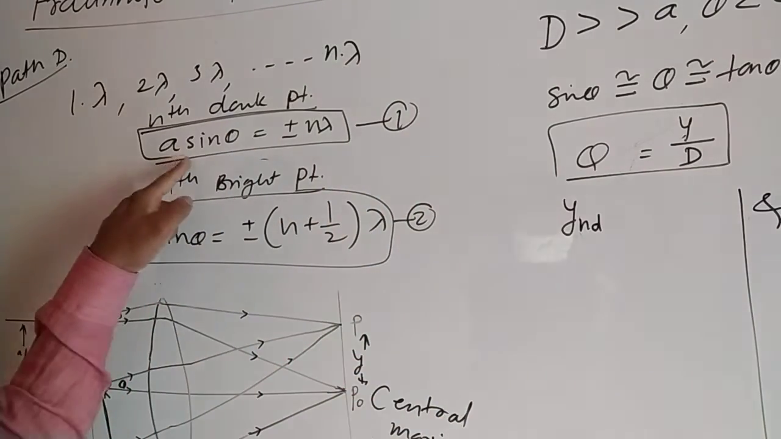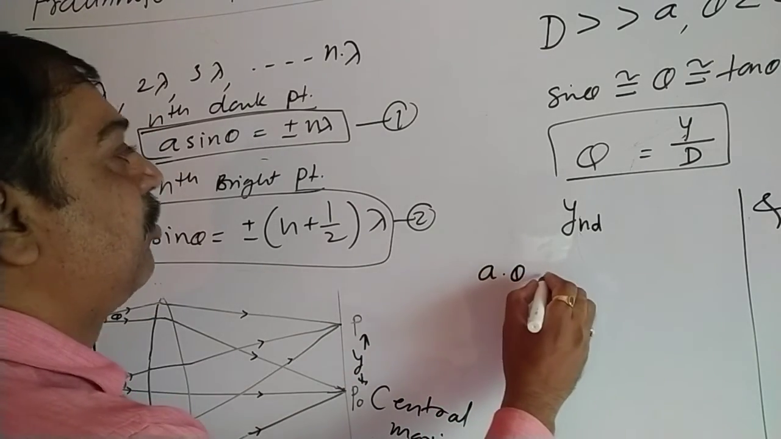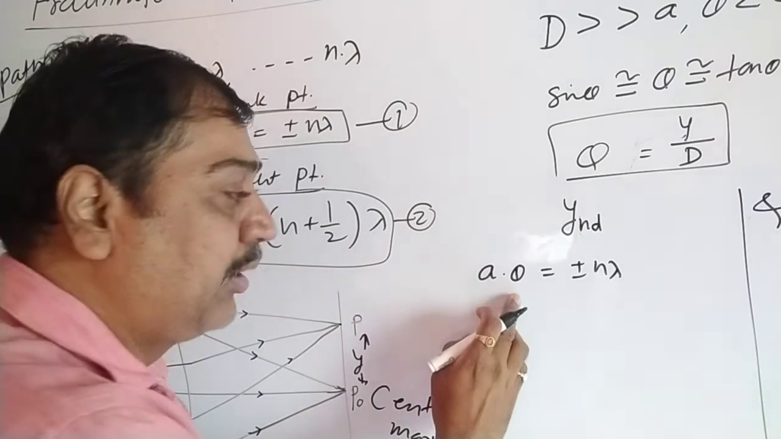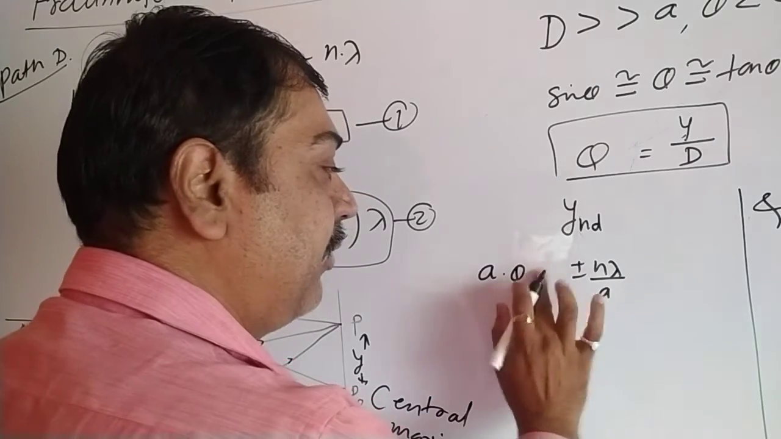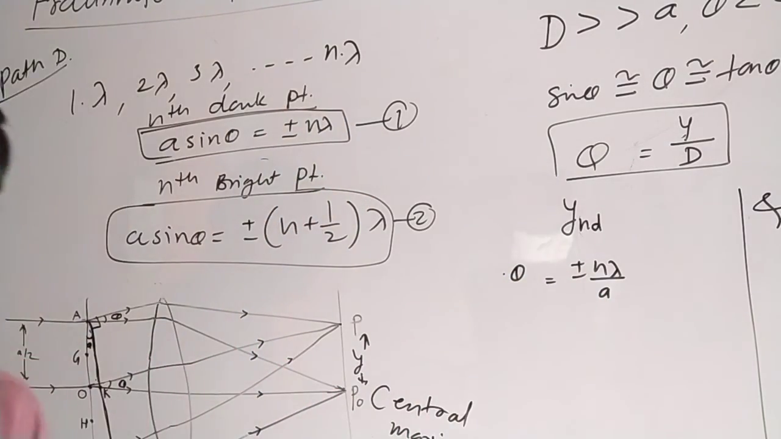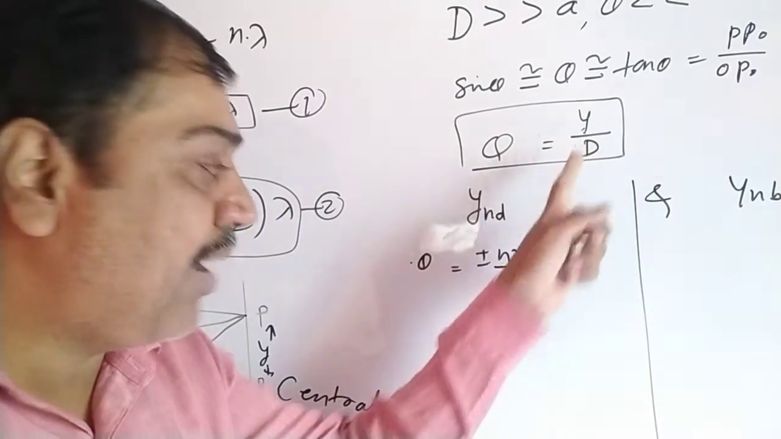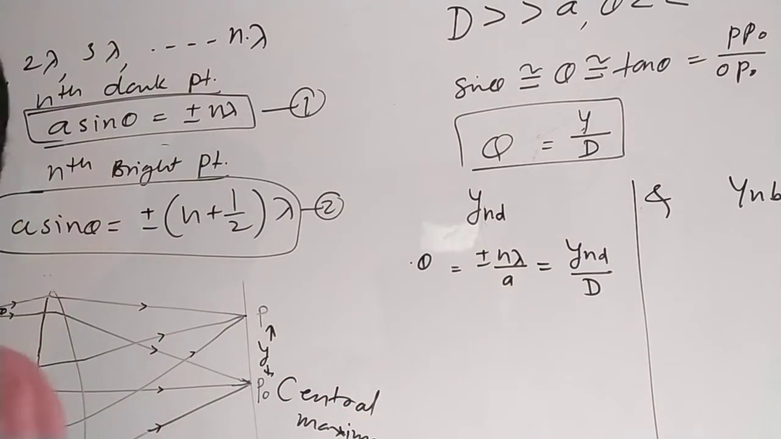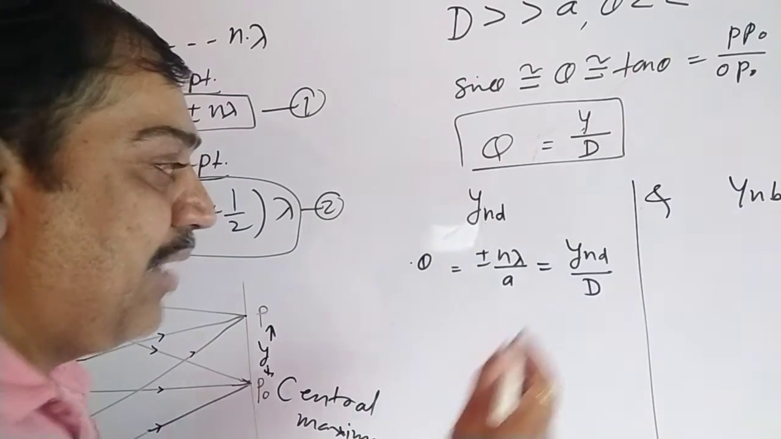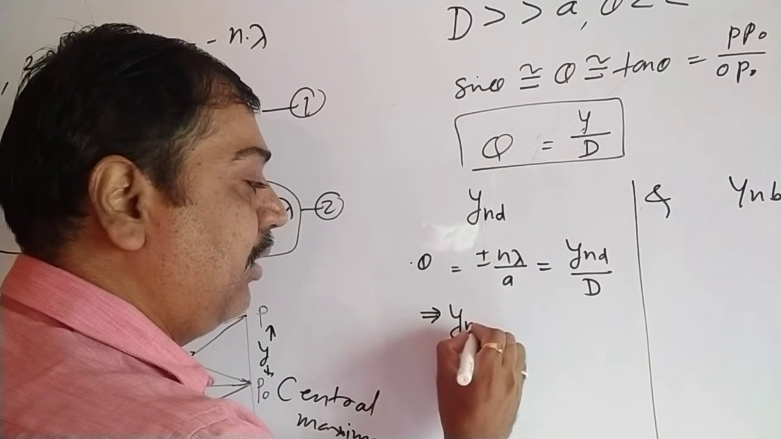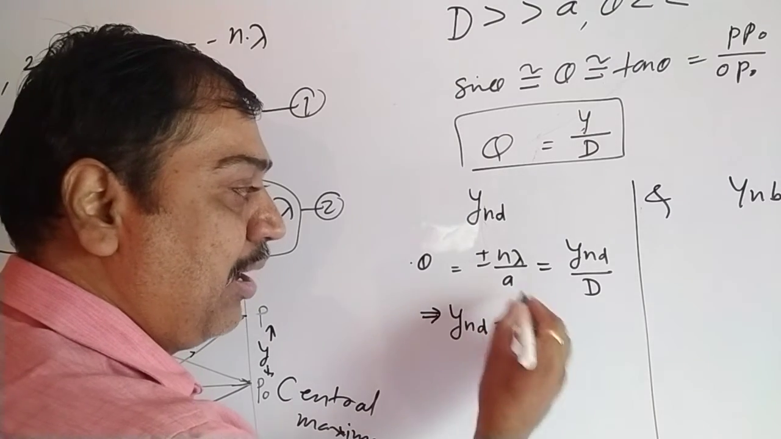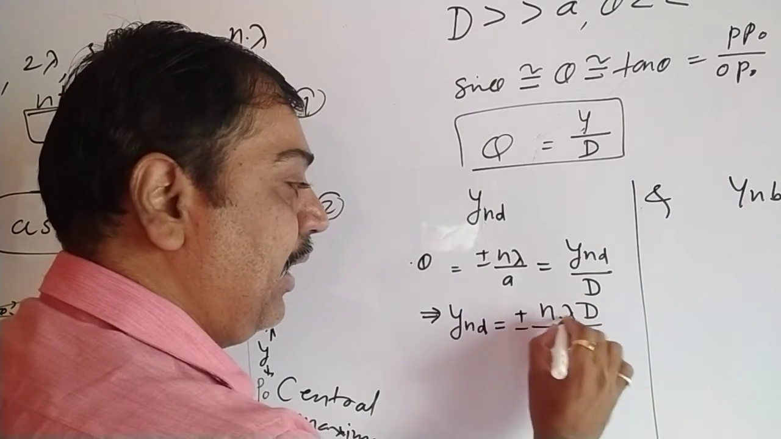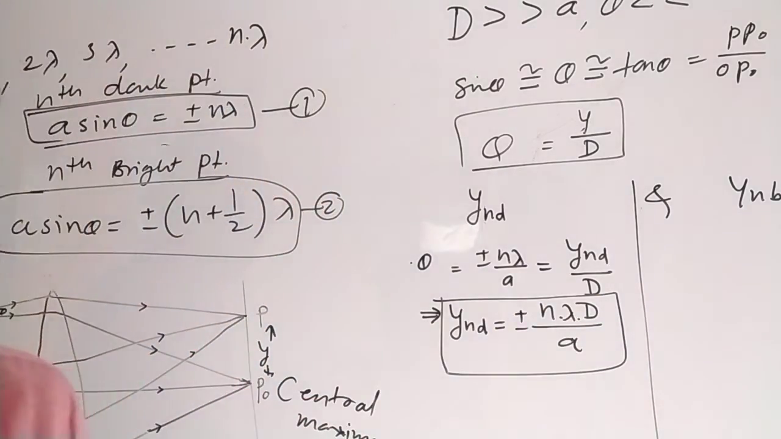Okay, so for dark point what we get? A sin theta, sin theta is theta, so equal to plus minus n lambda. Find out theta. Theta equal to n lambda divided by a. So it is plus minus n lambda by a, that is theta. But what theta we get here? Y by d. So you can write here it is y and d divided by capital D. And our aim is to find this distance y and d from the central maxima. So this equation implies that y, distance of nth dark point from the central maxima, is equal to plus minus n lambda, this D goes to numerator, divided by a. So this is the distance of nth dark point from the central maxima.